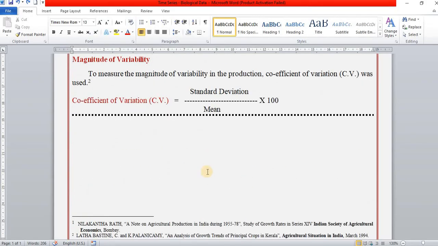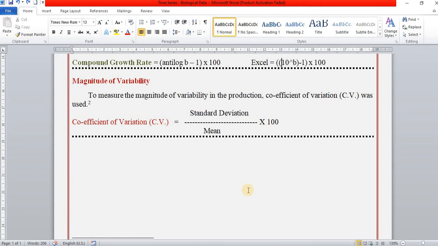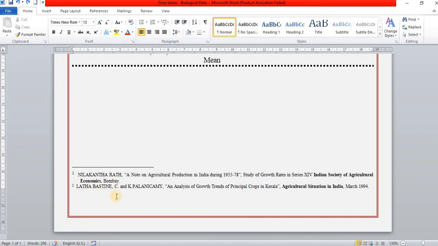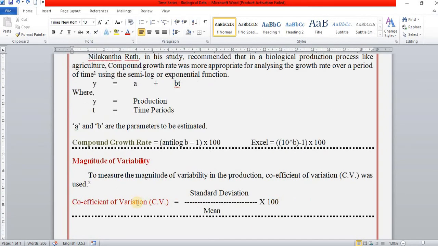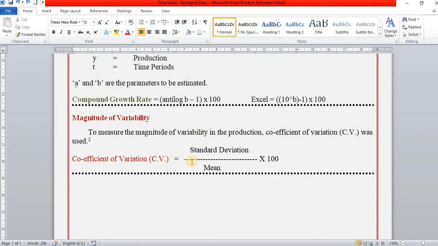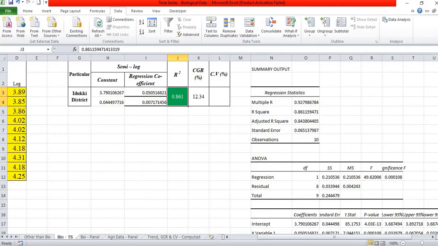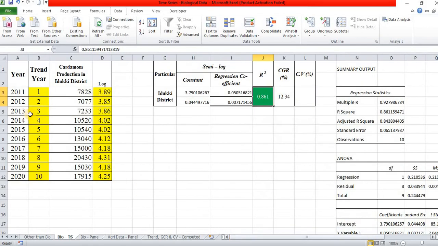Let us move to the third part of the analysis, the magnitude of variability. To measure the magnitude of variability in production, the coefficient of variation was used. That is used by different experts like Lath, Tasting, C and K Palanichami in the analysis of growth trends of principal crops in Kerala. So coefficient of variation is equal to standard deviation divided by mean into 100. We have to find out the standard deviation and mean. This value should be found out from the actual value.